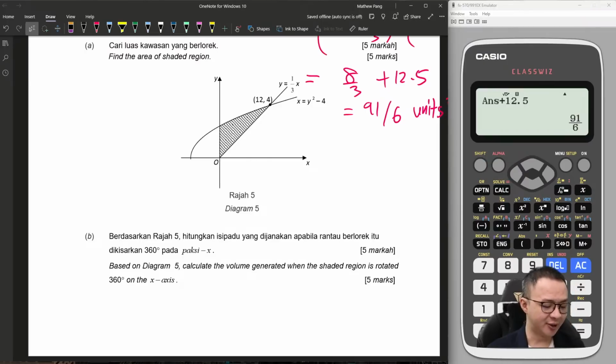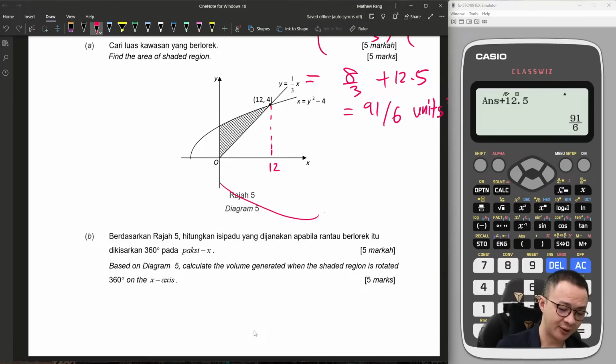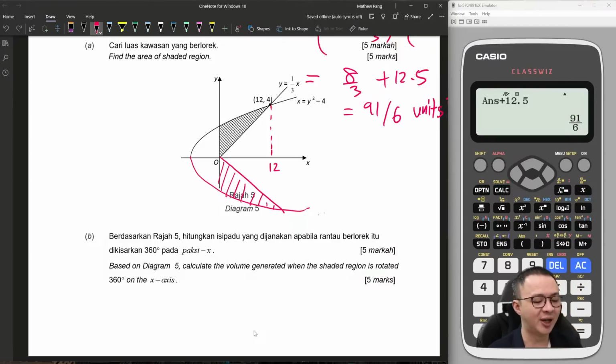Based on diagram 5, calculate the volume generated when the shaded region is rotated 360 degrees on the x-axis. Alright, then here will be 12. So if I rotate already, I should have something that looks like this. You can just imagine, so I will have some volume like this.